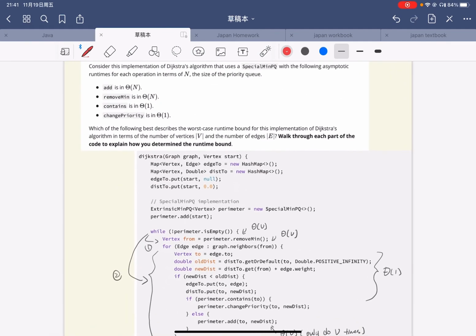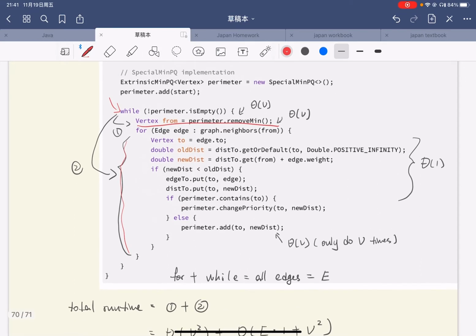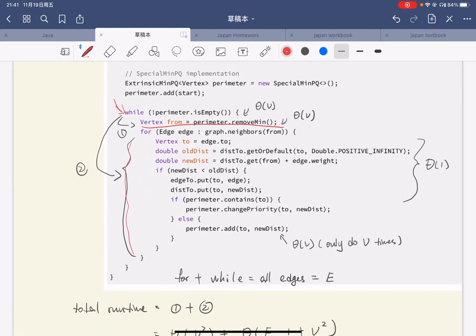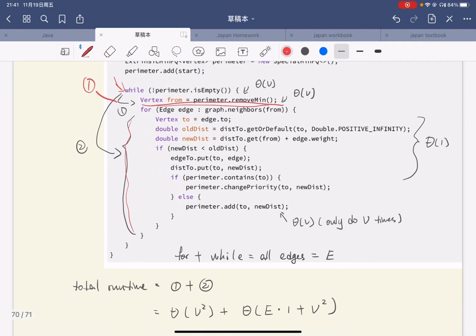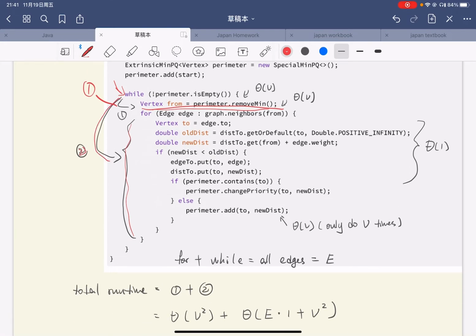Okay. So for this problem, we can see that we first have an outer while loop. Then in the while loop, we have one statement and one big for loop. So for the first part, we can divide it into the while loop and this statement, which will be our case 1. And then we have a case 2 with the while loop and the for loop.